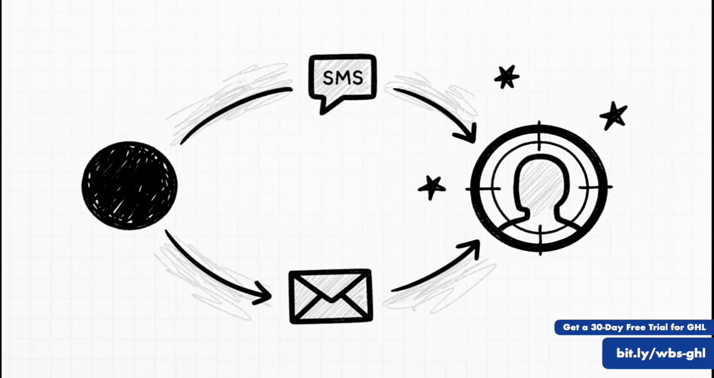So after that 1-hour wait is up, the system automatically sends a follow-up email. And right there, that shows you the multi-channel power we've been talking about. We've now reached out on their phone and in their inbox, which doubles our chances of connecting, all from one automated sequence we built once.